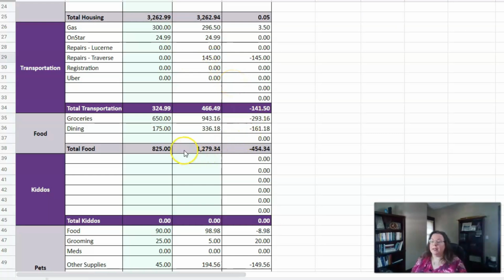In food, once again, it's like last month we did great and we only spent $500, and then we overcompensated in June and we just used all that up that we were under. So $943 for groceries, $336 for dining. That brings our total to $1,279, which you can see is more than $450 over what we planned.